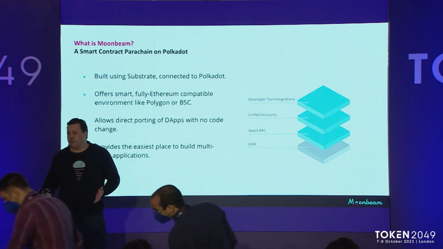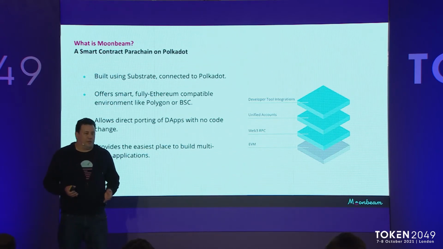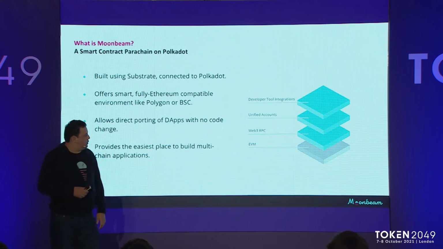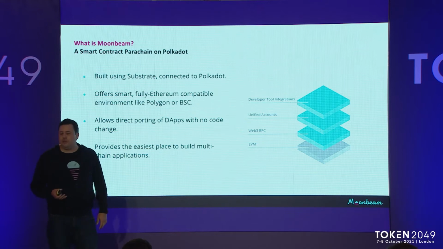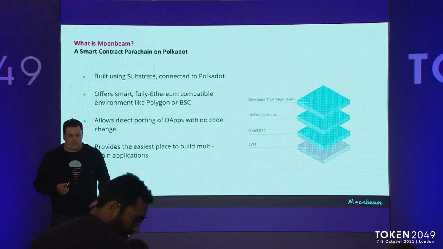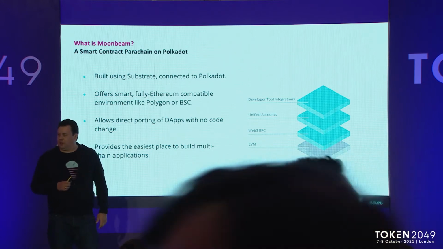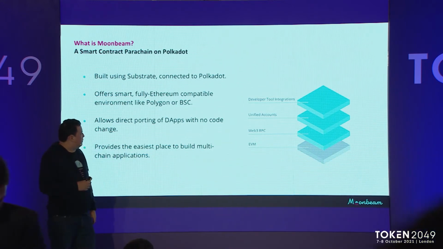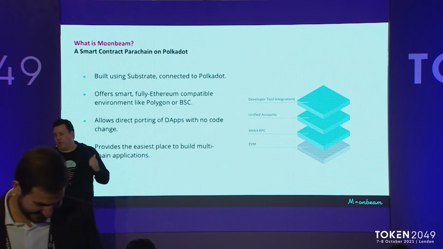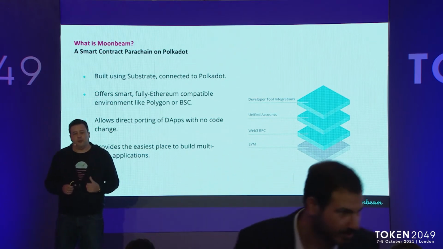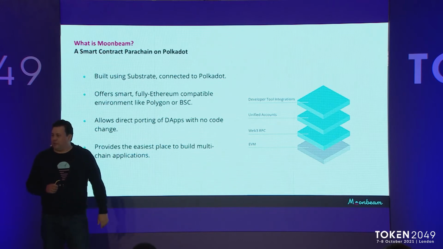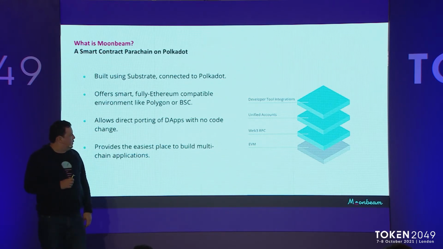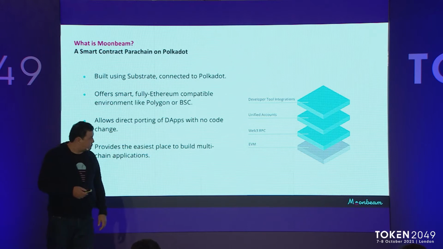And it means you can use all the same tools that people are used to using. Developers can use all the familiar tools, things like MetaMask. So the experience is very much like you would find on Matic, BSC, these other chains that are Ethereum compatible. But because we're a parachain on Polkadot, there are unique things that we can do that you can't do if you just have a straight Ethereum clone. We'll get to those in a little bit.